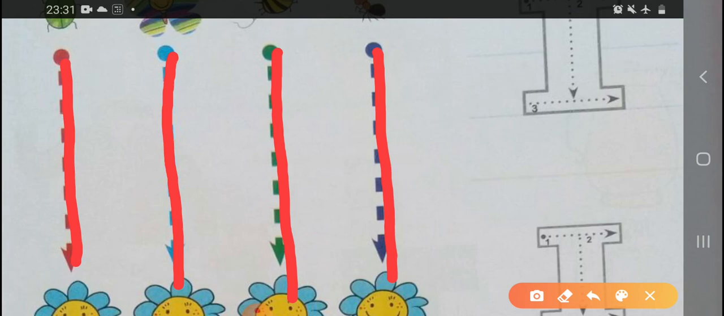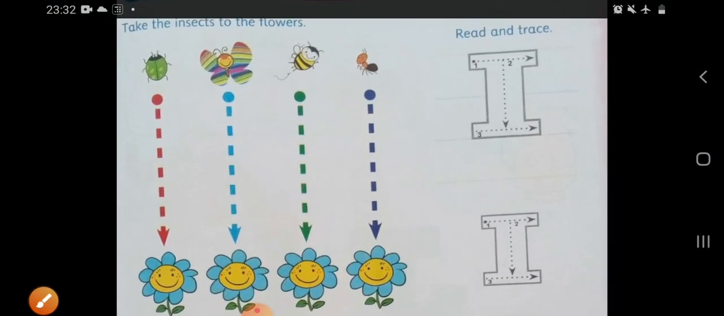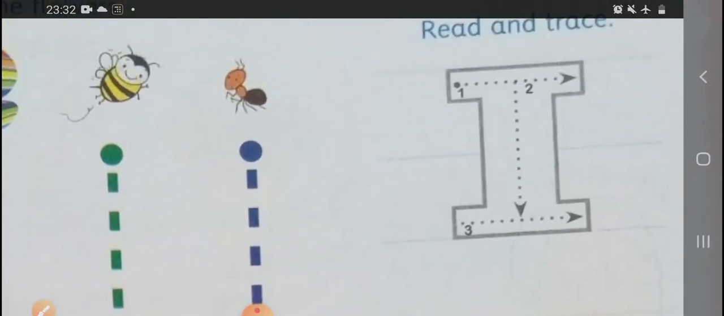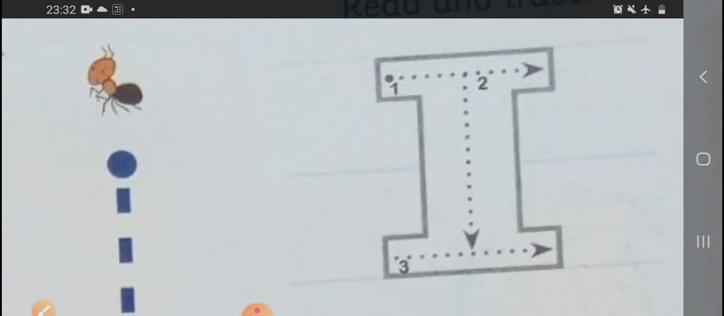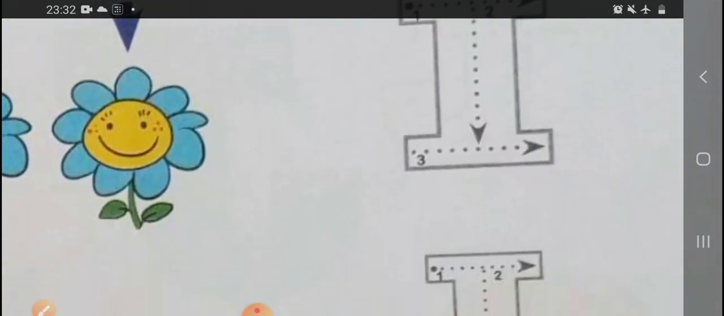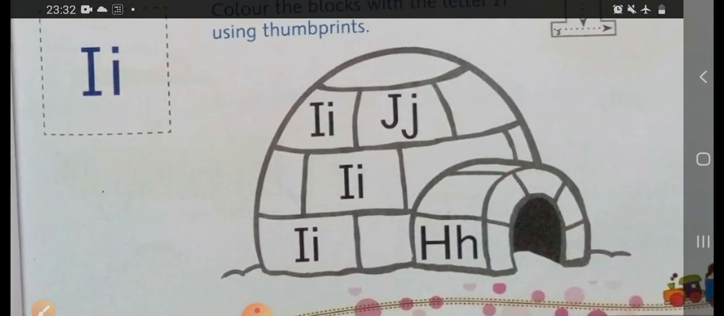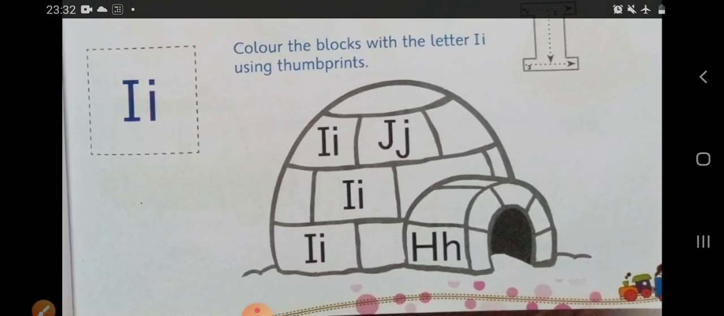Okay, children. And the next is you have to read it, letter I, and trace it. Okay, read this letter I and trace it. And we have done the tracing earlier also. The same way you have to trace here. Okay, letter I. And this is a picture of a house, igloo.